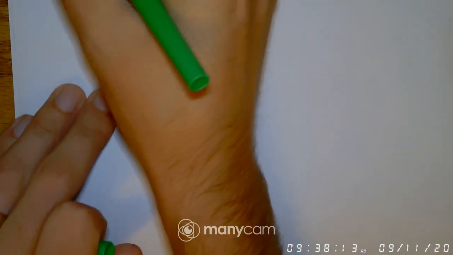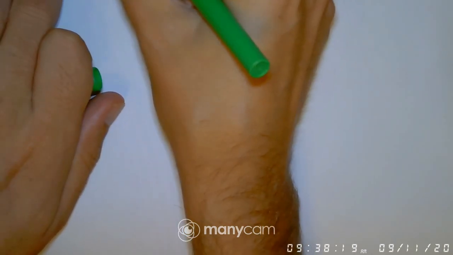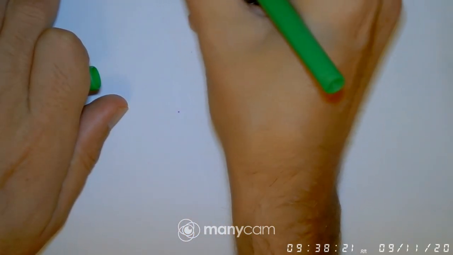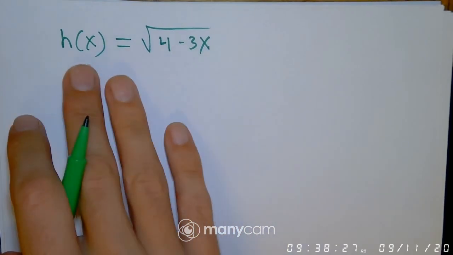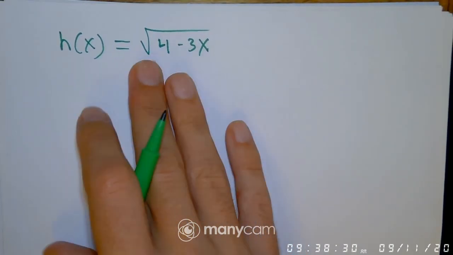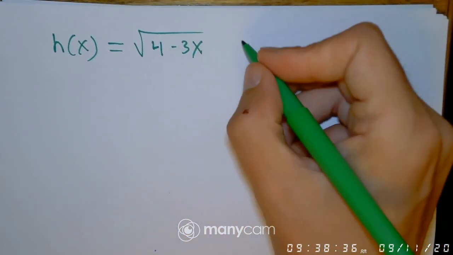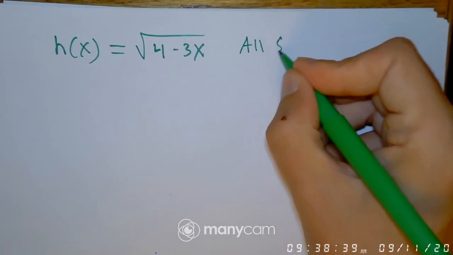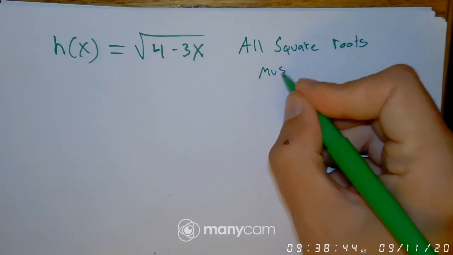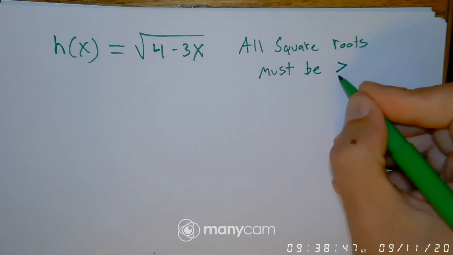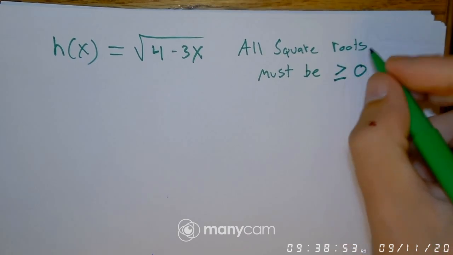Let's do another one. So here's another example of domain. Let's say I have h of x equals the square root of 4 minus 3x. So this is going to be another example of a parent function that has a domain restriction. And if you remember with the square root, all square roots must be greater than or equal to 0. All square root domain.